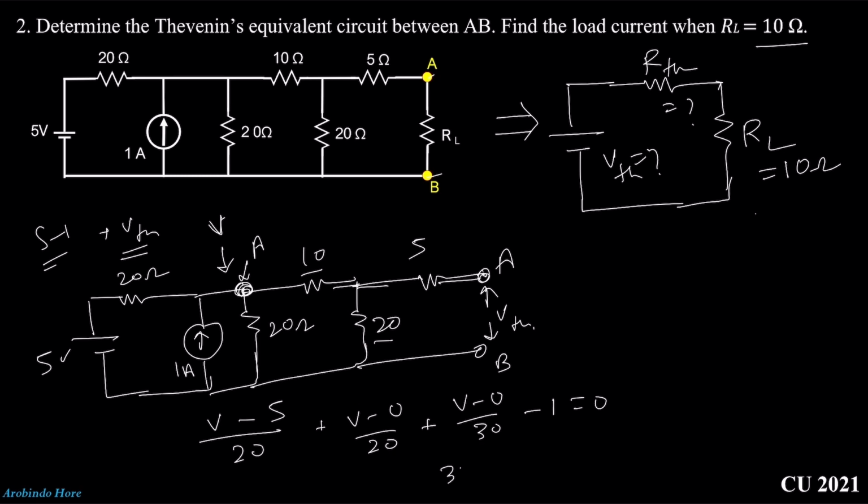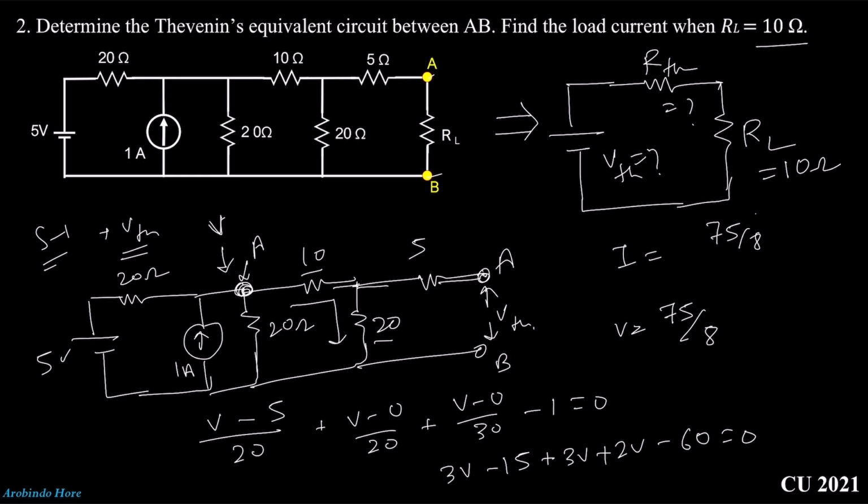We can write down 3V minus 15 plus 3V plus 2V minus 60 equal to 0. That means V will be 75 divided by 8. Here V is 75 divided by 8. That means what will be the value of the current in this branch? That will be I equal to 75 divided by 8 divided by the resistance, which is 30. That means 75 divided by 240. So this is the value of current that flows through the 20 ohm resistance. Okay, we need to calculate the value of VTH.